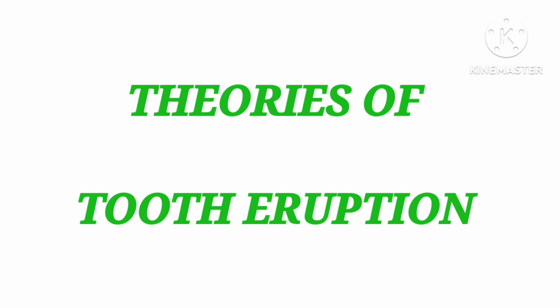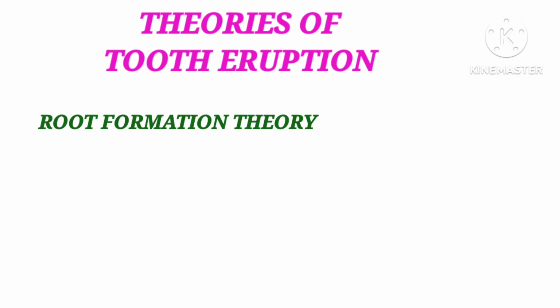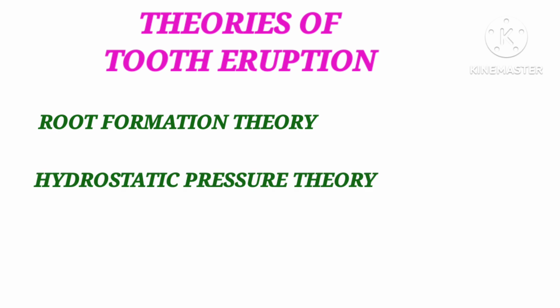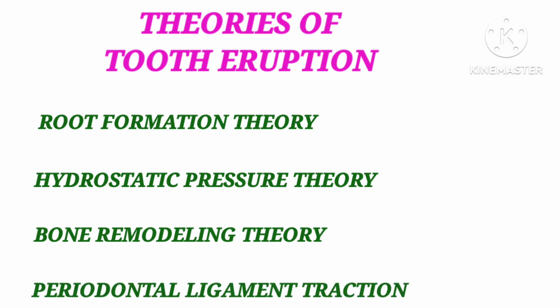The exact mechanism of tooth eruption is still a matter of controversy, and the majority of studies agree that eruption is a multifactorial process in which cause and effect are difficult to separate. Four theories of the mechanism of tooth eruption have been put forward and accepted. These include the root formation theory, the hydrostatic pressure theory, selective deposition and resorption of bone around the roots or the bone remodeling theory, and the periodontal ligament traction theory.